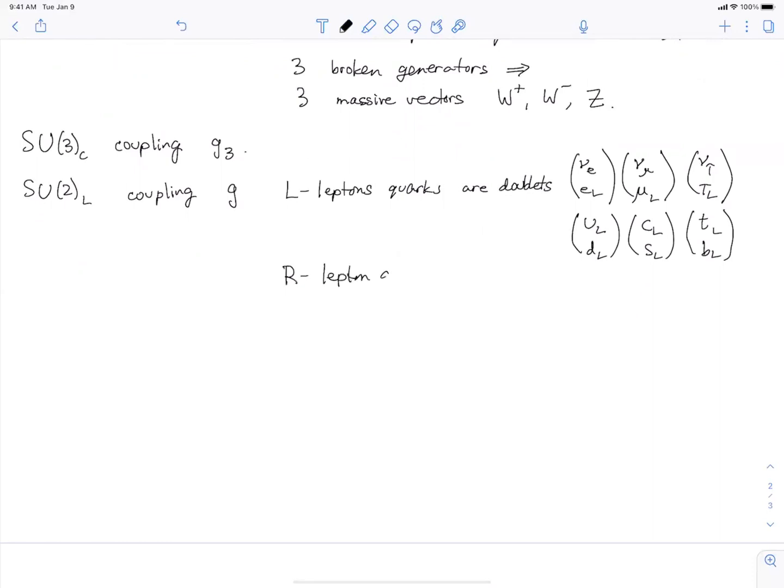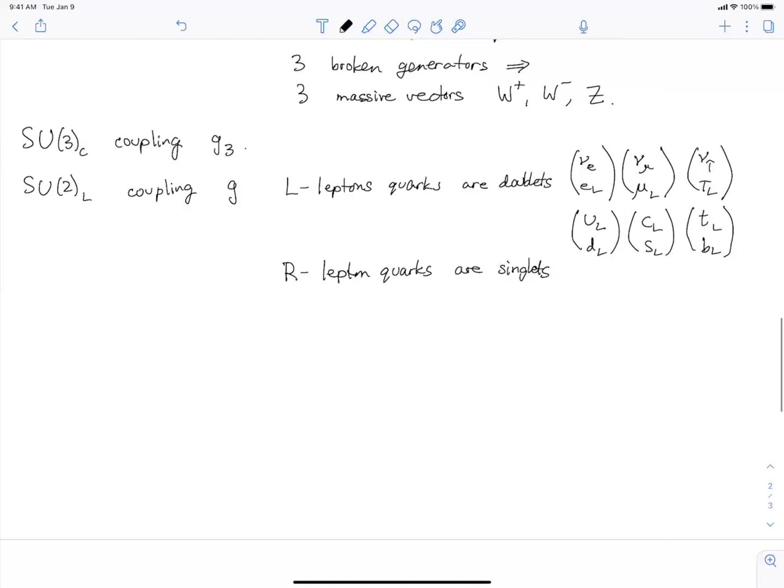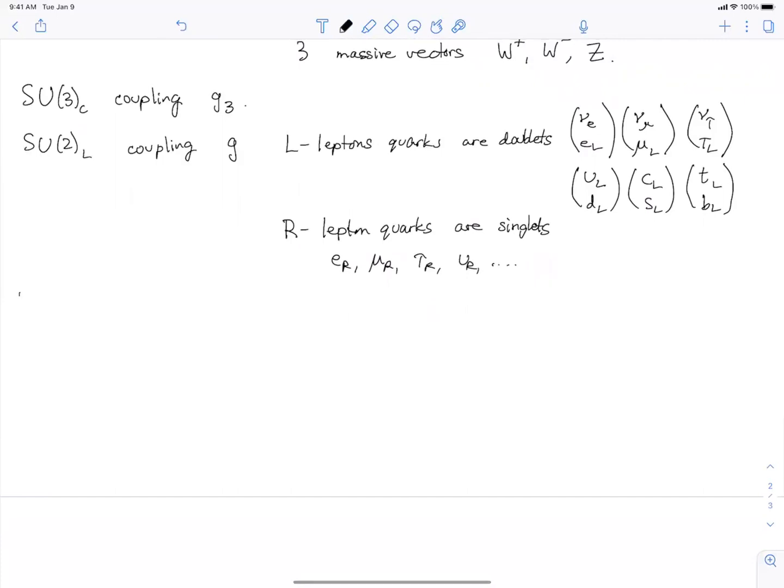Those things all transform as doublets, and the right-handed leptons and quarks are singlets, which means they don't transform at all under this symmetry. That includes e right, mu right, tau right, u right, etc. And then there's the U(1) weak hypercharge; the coupling for that is traditionally called g prime. The weak hypercharge is Y. Y is just the name given to these charges, and these are different for all the different quarks and leptons.